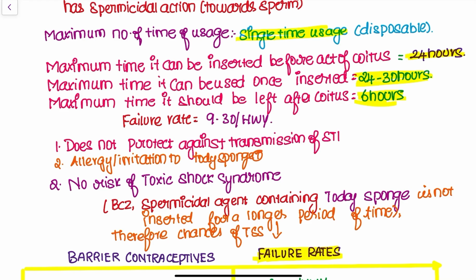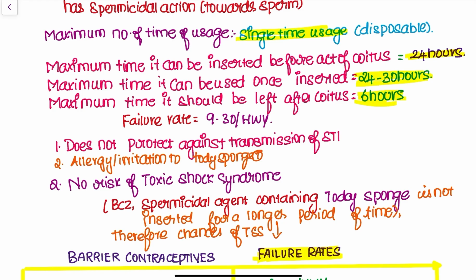Because the male is going to have coitus with her partner, right? So this male gamete, that is the sperm, can enter inside the vaginal canal. The only point is that high up in the vaginal canal, this barrier contraceptive is inserted. But in the lower portion of the vaginal canal, certain vaginal secretions are present. So the male gamete is exposed to the vaginal secretions as well.